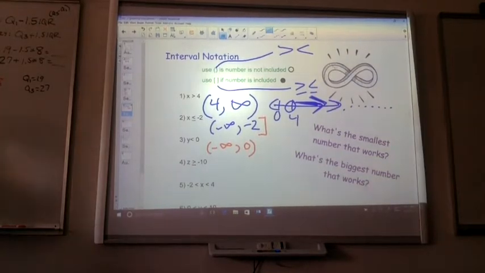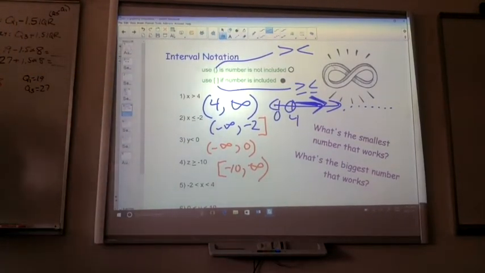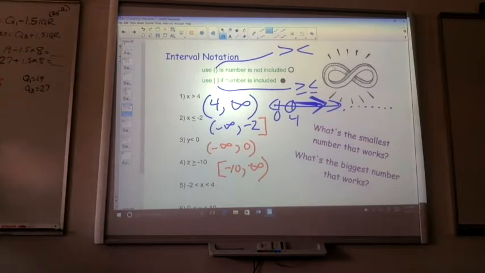So we're starting at -10. Square bracket at -10. Where am I going to? And the infinity will always be a rounded bracket because I can never get there. Why is it a square bracket? Because it has an equal.